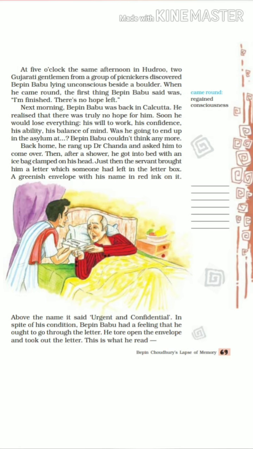Students, on this envelope, above Bipin Babu's name, it was marked urgent and confidential. This means that this letter should be opened and read as soon as it was received by the concerned person. In spite of his bad health, when Bipin Babu saw the mark of urgent and confidential, he tore open the letter and he started reading the letter. Now, students, let's see what was written in this letter.